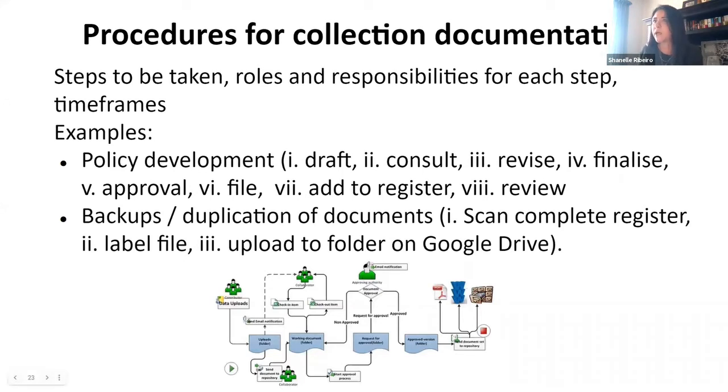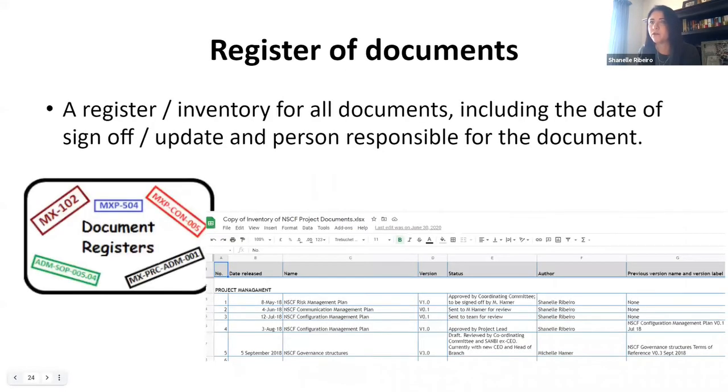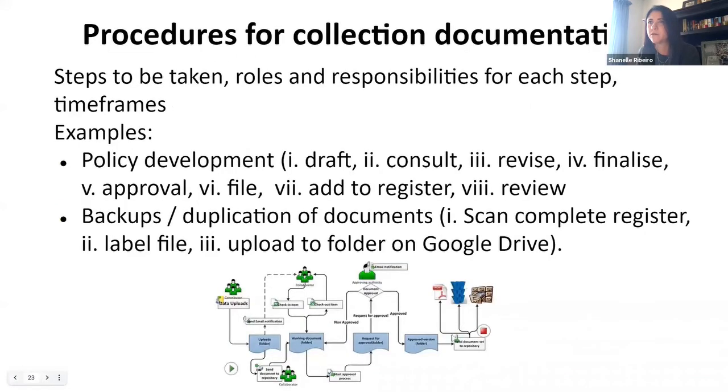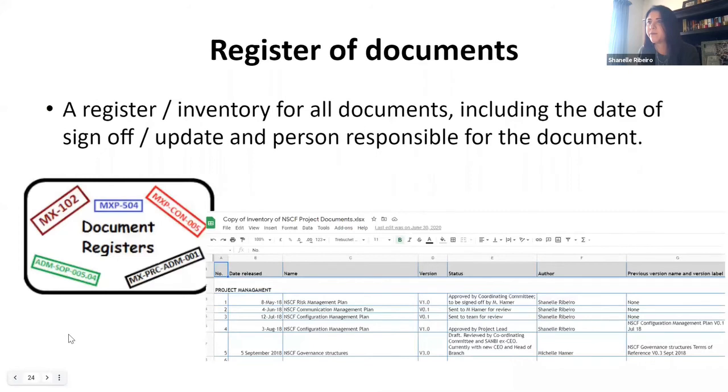And then also it should include backups and where the backups will be stored, or the duplication of the documents. So how will it be backed up? Will you scan the complete register, or will you just upload it to a folder? And so forth. Just to continue with backups. Sorry, my slides are a bit messed up here. Okay, now I see we'll go to backups later.